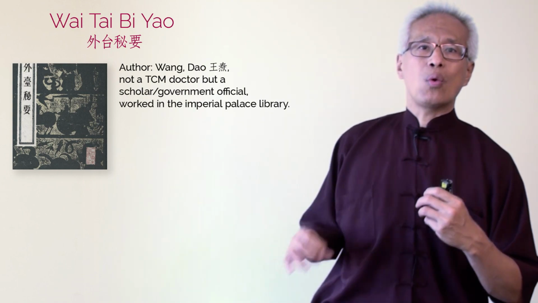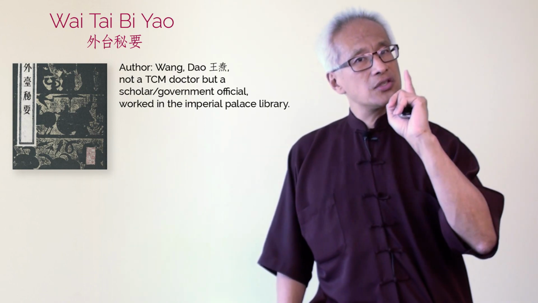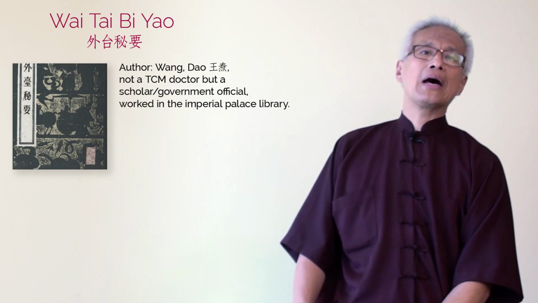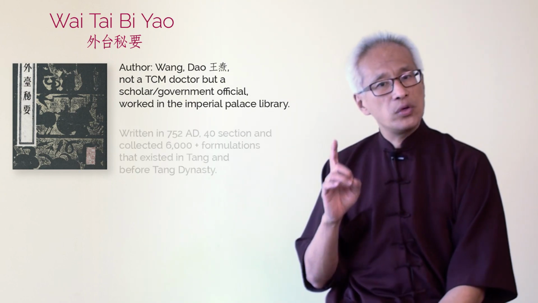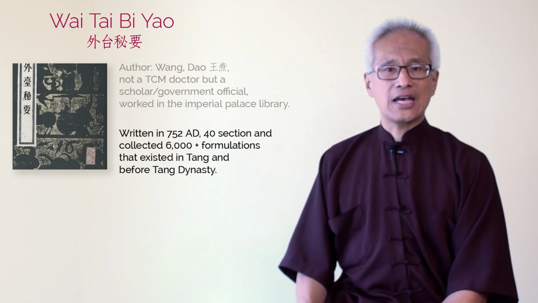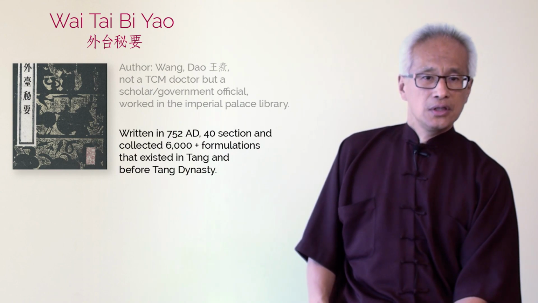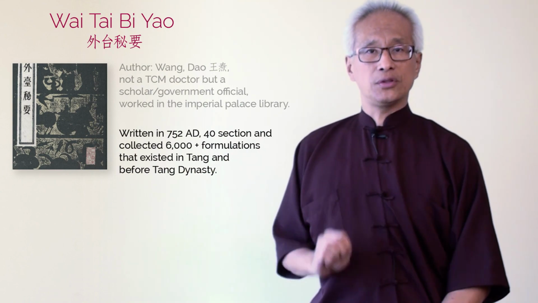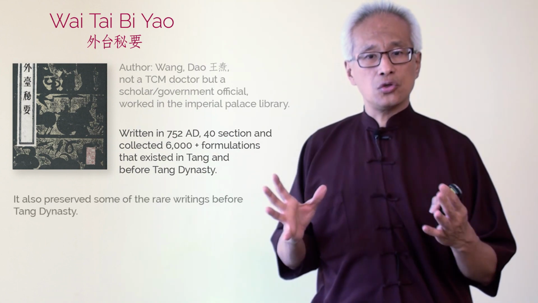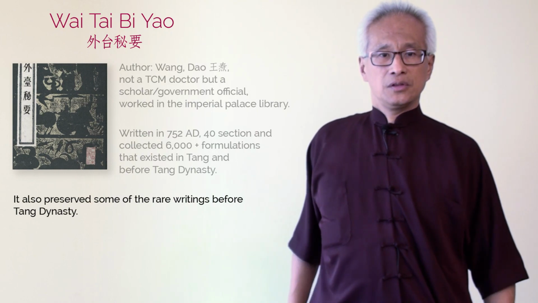The author is Wang Dao. He's not a TCM doctor, interestingly enough, but he's a scholar, a government official who worked in the Imperial Palace Library. This book was written in 752 AD, has 40 sections, and collected over 6,000 formulas that existed in the Tang Dynasty and before. It also preserved some of the rare writings from before the Tang Dynasty.